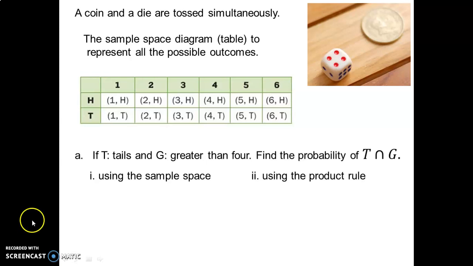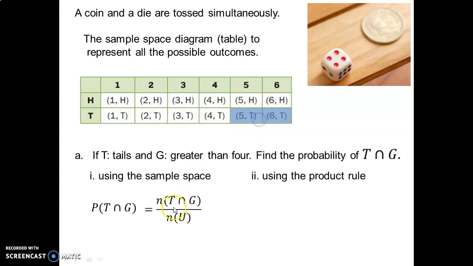Okay, we're going to look at this one just like the last one. If you use just a sample space diagram, probability of getting a tail and then a greater than 4. Using the sample space diagram, we have 12 possibilities, and a tail and greater than 4 is here. These are the only two possibilities where we have a tail and greater than 4.